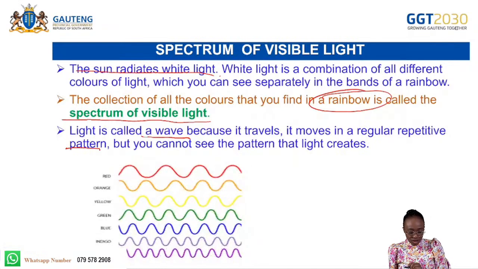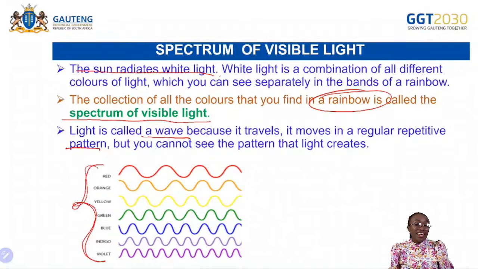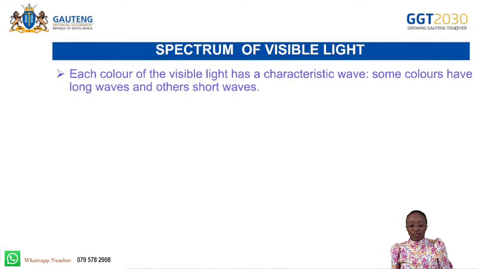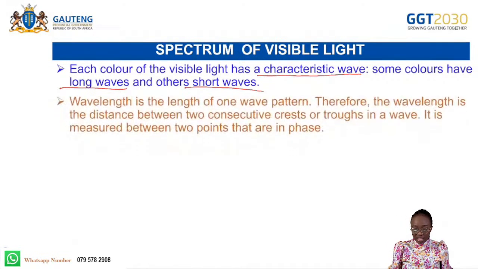So here are the different waves. Here is an illustration of the different waves or the colors that when combined form white light. When we combine them, we form white light. So each color of the visible spectrum is special in its own way, so we can differentiate them. Each color has a characteristic wave. Some colors have long waves and others have short waves. So this is how we are able to differentiate the colors.